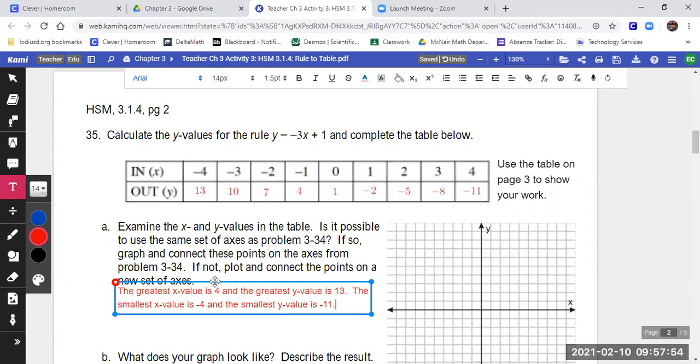-11. So it's asking, now that we've examined, is it possible to put this line on the same graph as we did in 34? Would the scale match? Okay. Would we need to change the X's? So did the X values smallest and largest change from number 34 to number 35? Did the smallest and largest X change? No. Did the smallest and largest Y change?